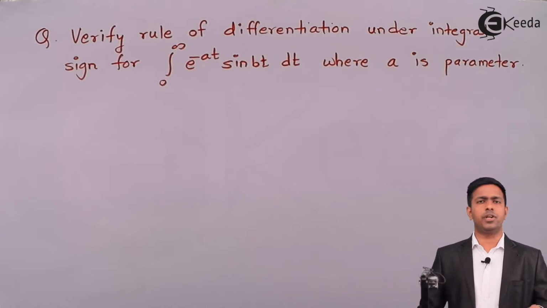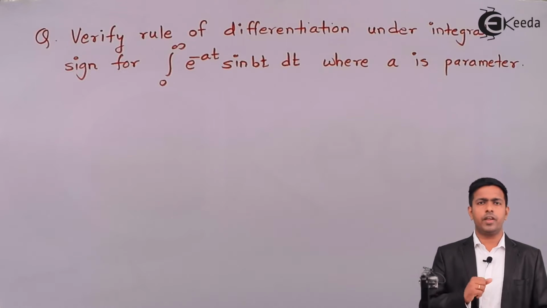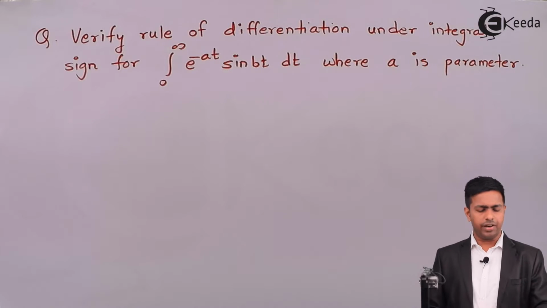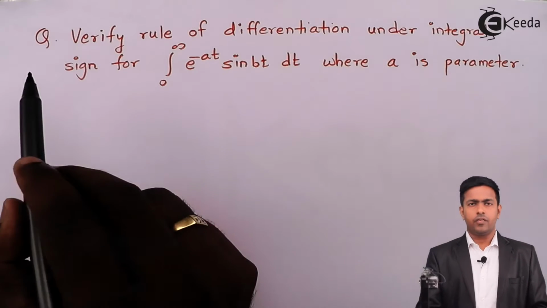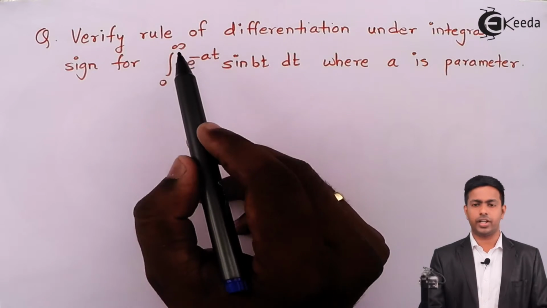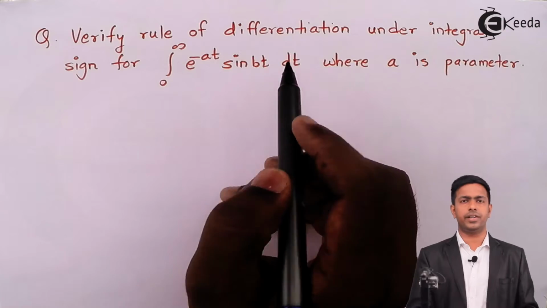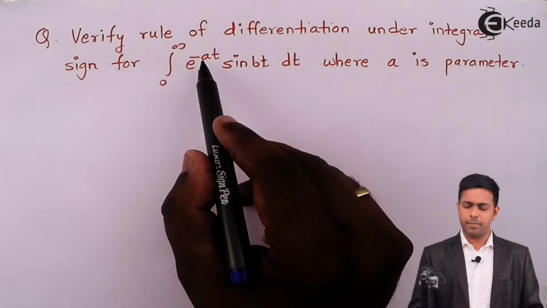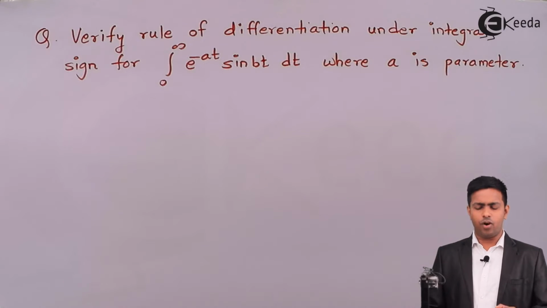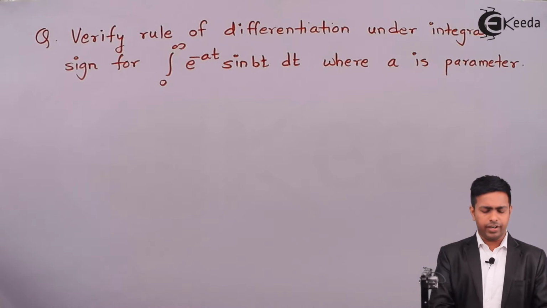We have seen multiple numericals on differentiation under the integral sign, and the concept proved by Leibniz. Now we will verify the rule of DUIS by considering an integration. Here we have a question to verify the rule of DUIS for the integral from 0 to infinity of e raised to minus at sine bt dt, where a is a parameter and t is the variable of integration. Let's see what the rule of DUIS is.